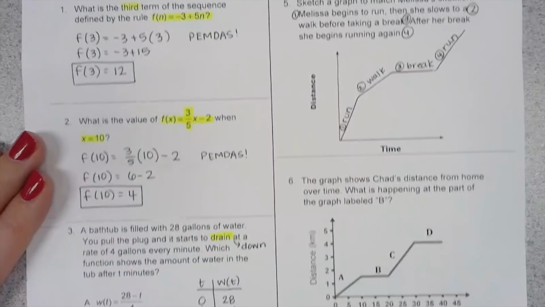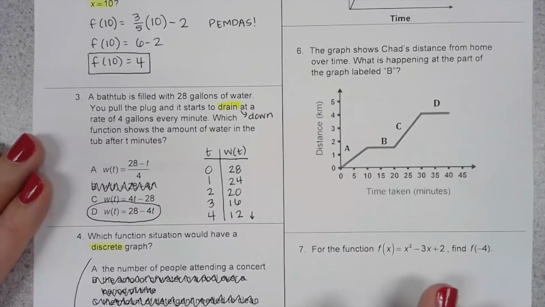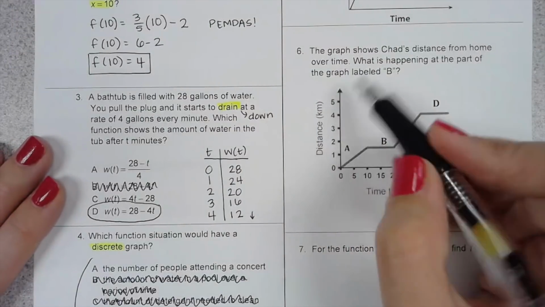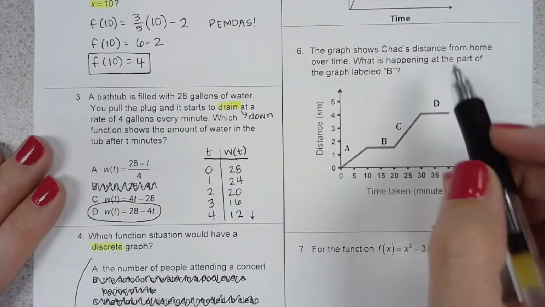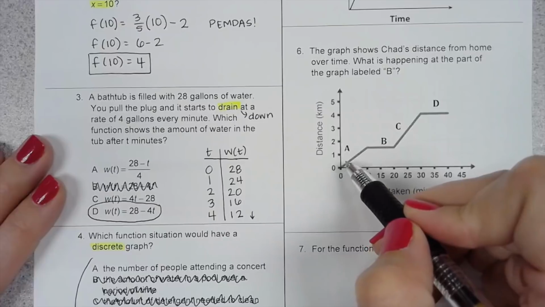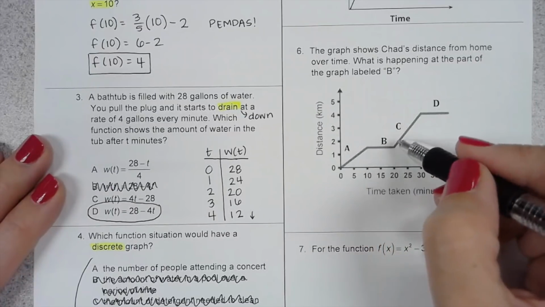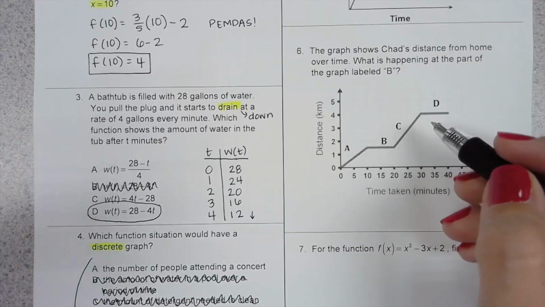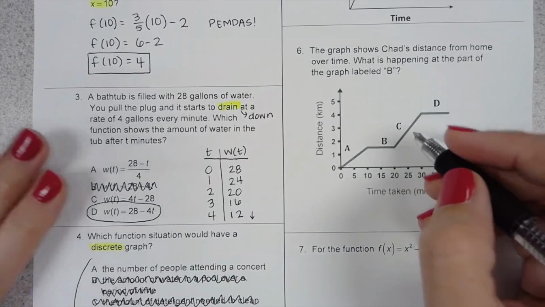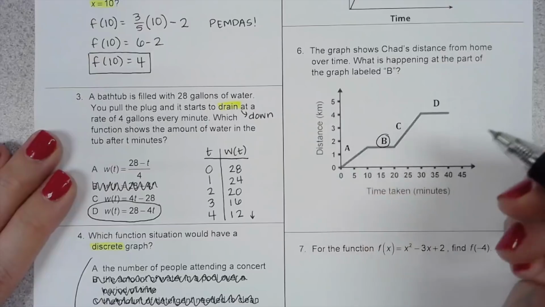numbers inside the question. Question number 6 says, the graph shows Chad's distance from home over time. What's happening at the part of the graph that's labeled point B? So this is his distance, but it's his distance from home. So it's how far away he is from his house. So from here to here on A, he's getting further away from his house. And then from here to here on C, he's getting further away from his house. So we're trying to help answer the question about what happened at part B of the graph.